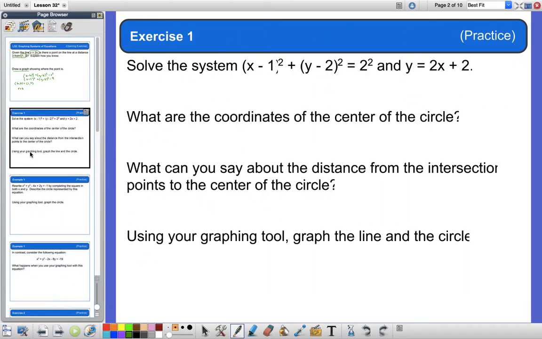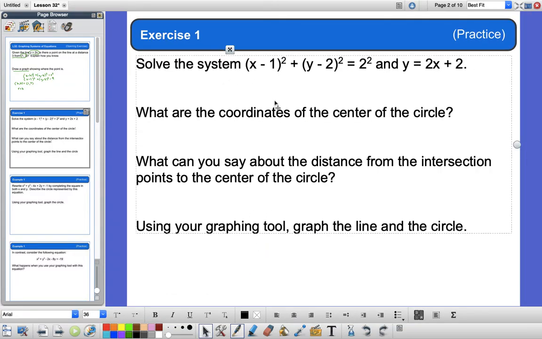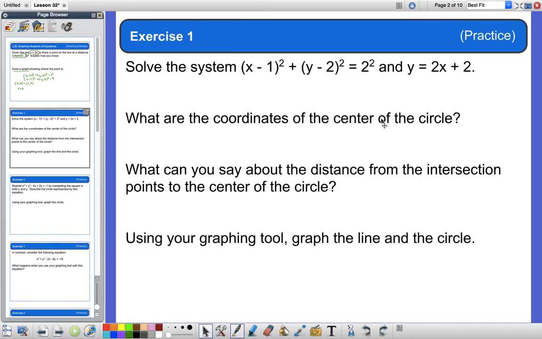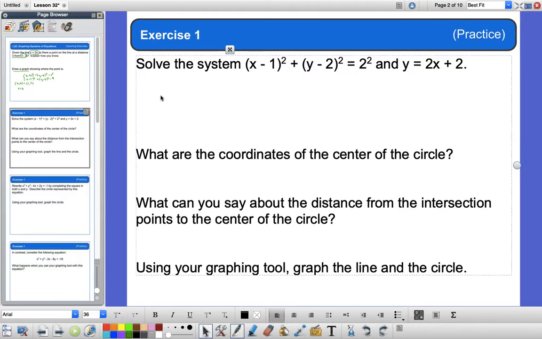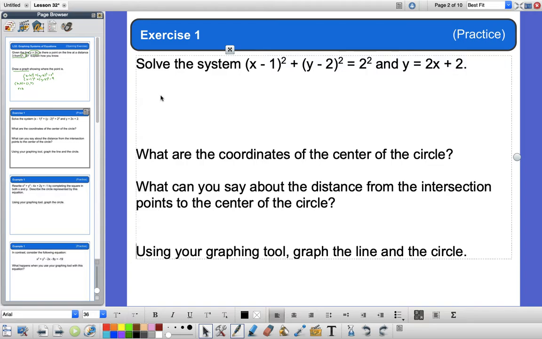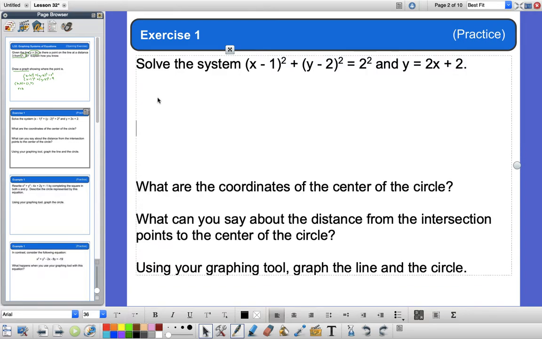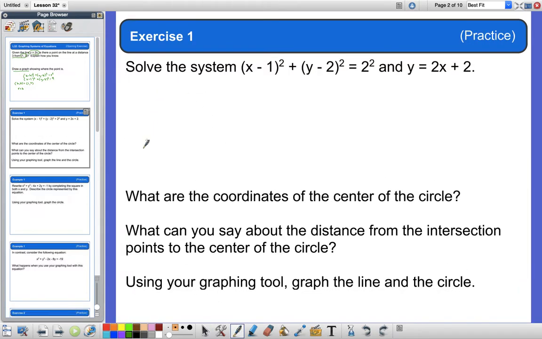In exercise number 1, they're going to ask us to solve this system right here. (x minus 1) squared plus (y minus 2) squared equals 2 squared, which is really just 4, and the equation of y equals 2x plus 2. So we'll make a little bit of room here. Move this down, and we're pretty much going to substitute this 2x plus 2 in for y, and we're going to end up solving this.